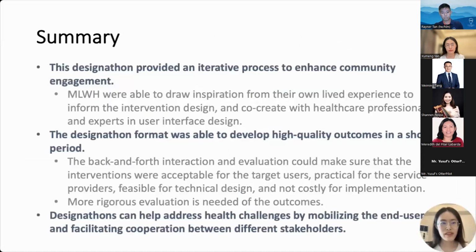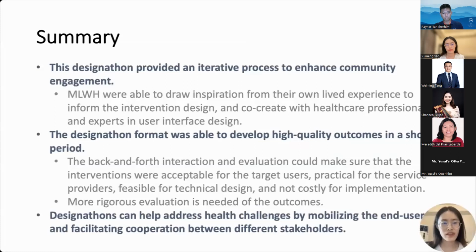To sum up, this Designathon provided an iterative process to enhance community engagement because it allowed the key population to use their own lived experience to inform the intervention design. This format of Designathon was able to develop high-quality outcomes in a short period because it generated interventions that were acceptable, practical, feasible, and not too costly, that were now under evaluation through a pilot RCT.